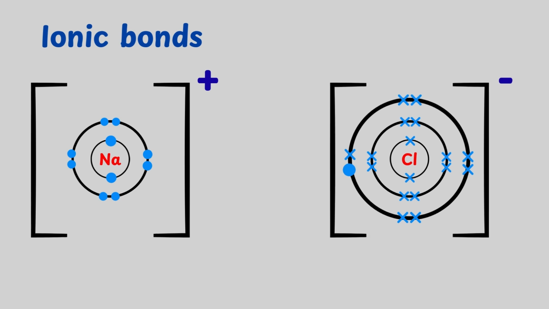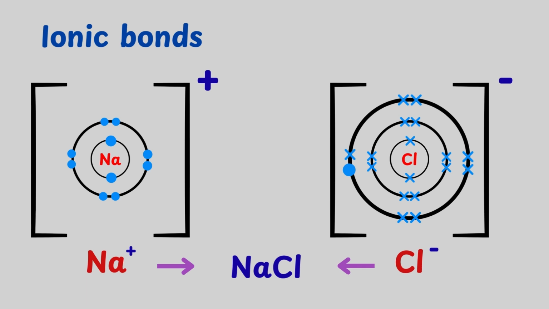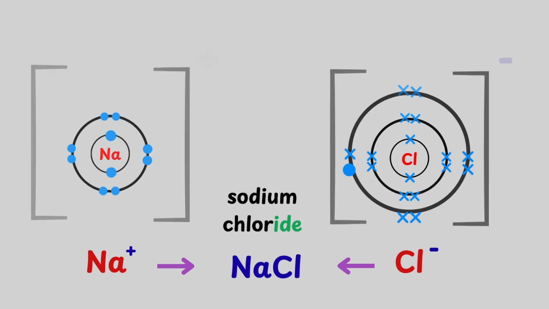Notice that different ions are differentiated with dots and crosses as electrons. The resulting compound is NaCl. The positive ion is written first, followed by the negative ion. No charge is written in the compound name. This is called sodium chloride. Chlorine becomes chloride when it becomes an ion.